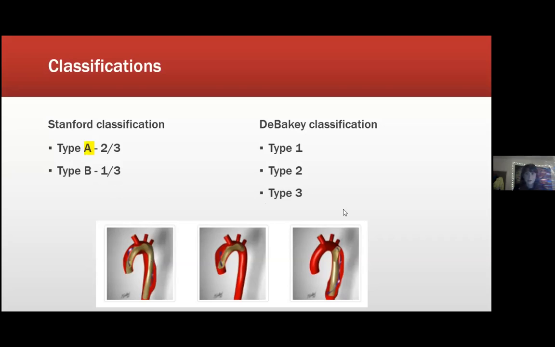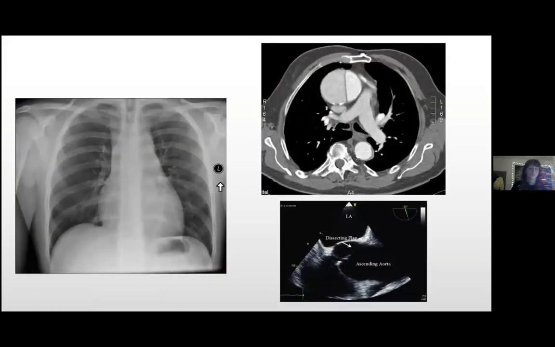And then there's also the DeBakey classification. It's a bit confusing to have two types of classifications, but these three pictures along the bottom show the three DeBakey classifications. In type 1, it originates in the ascending aorta and goes all the way to the aortic arch and can go right the way down distally. Type 2 is just in the ascending aorta and is confined to the ascending aorta. And type 3 is in the descending aorta, and it can go proximally, but it normally extends distally down. Sorry, there's one more slide after this.